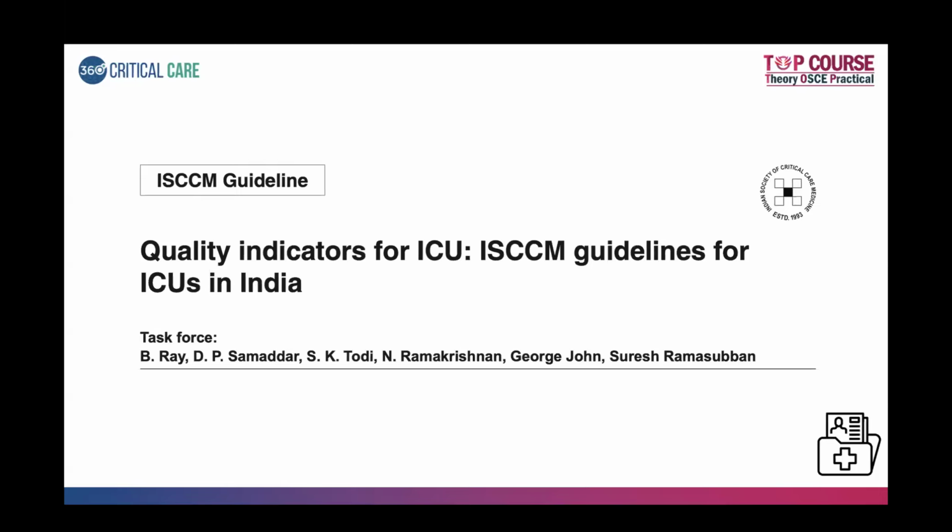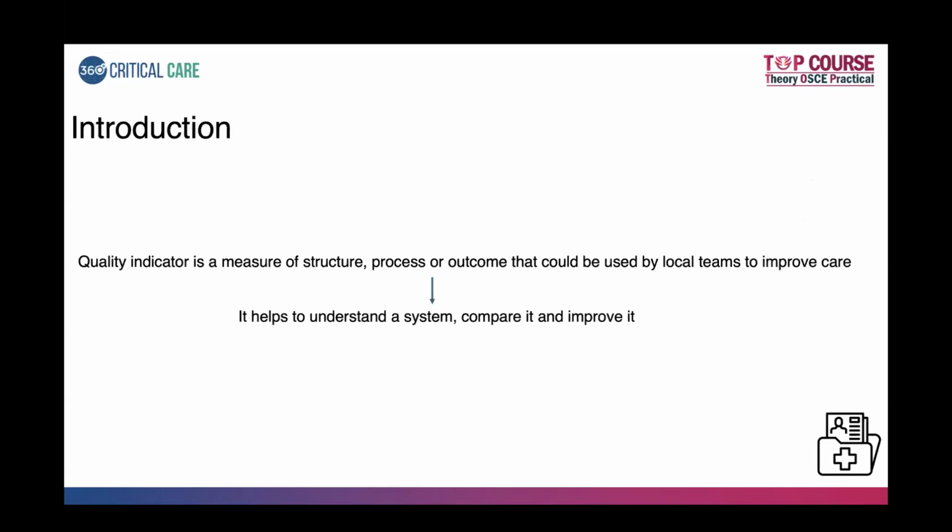So this is one area many people don't really read, but I really say it's a very high scoring area. And from a theory perspective, they usually combine 2 to 3 indicators together and ask it like a 5-mark question, so from that perspective it is also important. A quality indicator is a measure of structure, process, or outcome that can be used by local teams to improve care, and it helps to understand a system, compare it, and improve it.